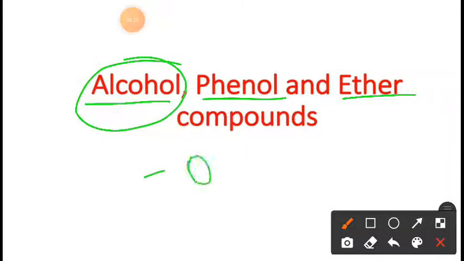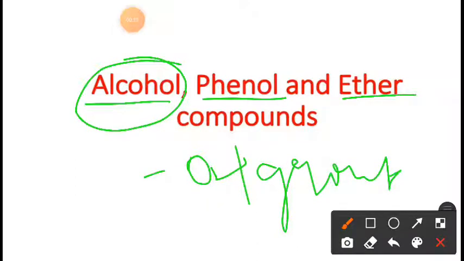this OH group, bonded to aliphatic carbon atom, while phenols are the compounds which have one or more OH group bonded to aryl carbon, or we can say aromatic ring, right?